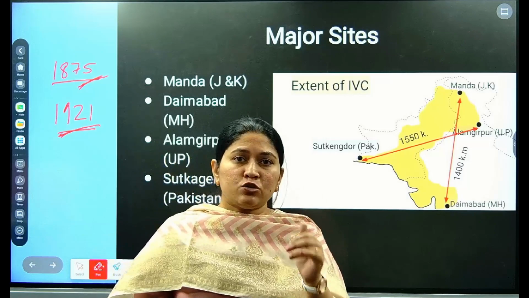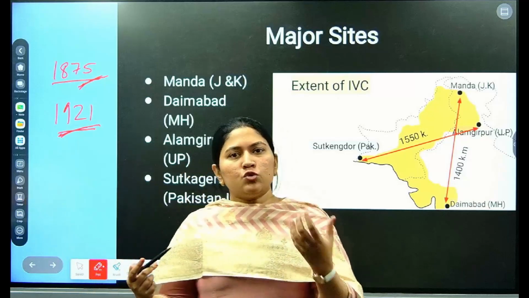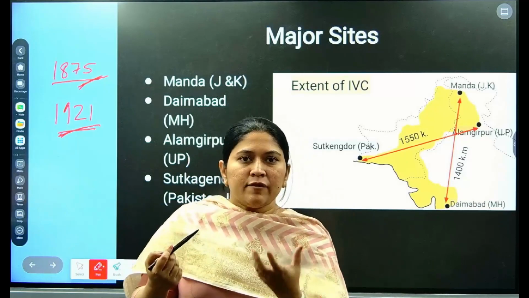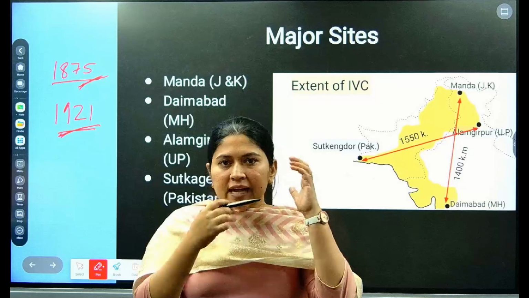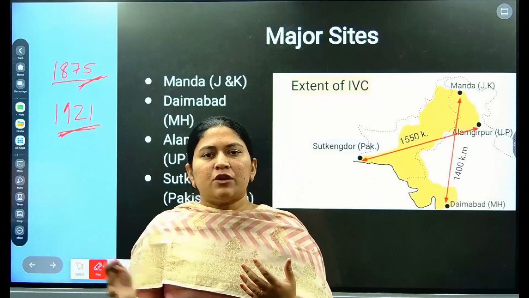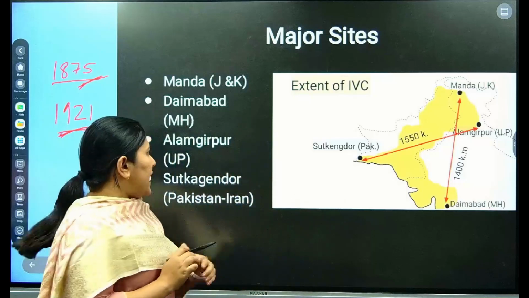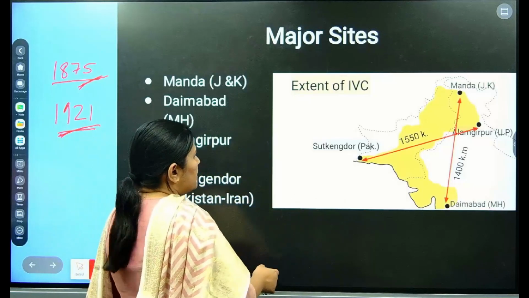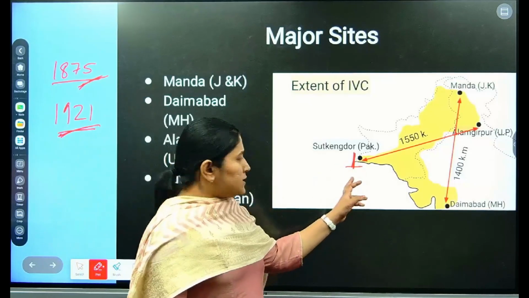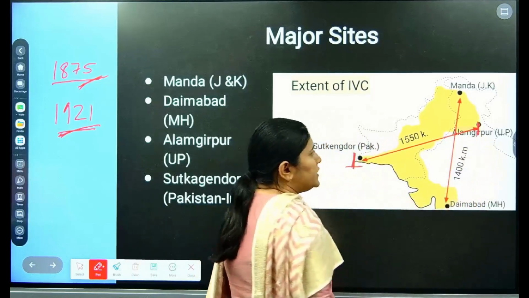but the same evidences which were found in Balochistan are also representing some aspects that are similar in Gujarat, Rajasthan as well as Jammu and Kashmir. And that is why he started the overall excavation process. And in this excavation process, he found that the location started from Sutkagendor, that is present Pakistan, towards Alamgirpur, that is present UP.